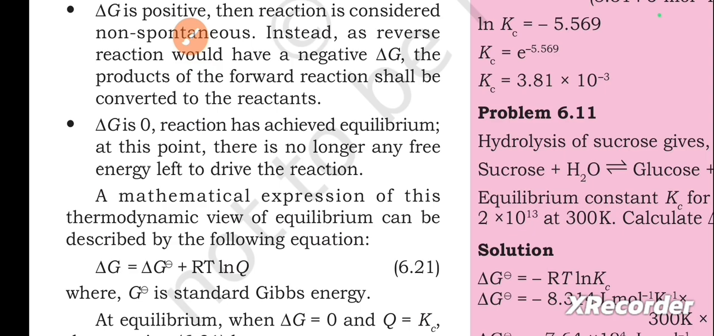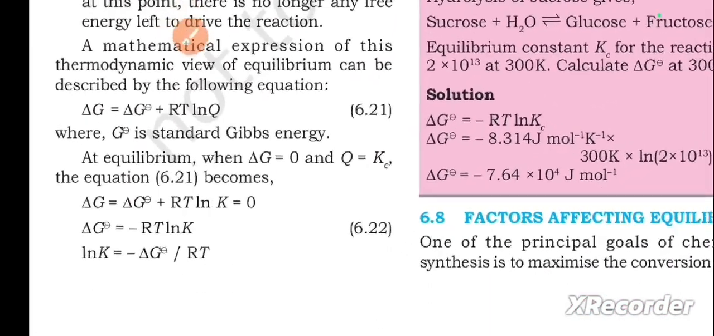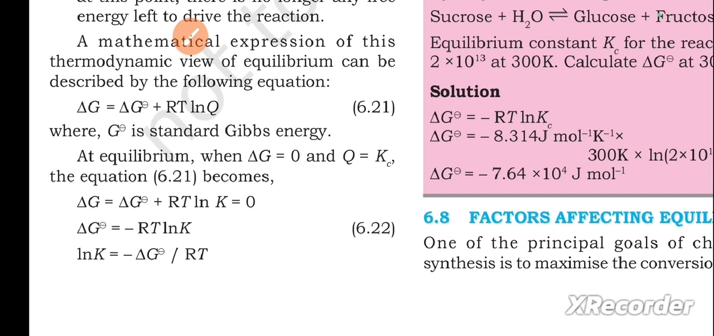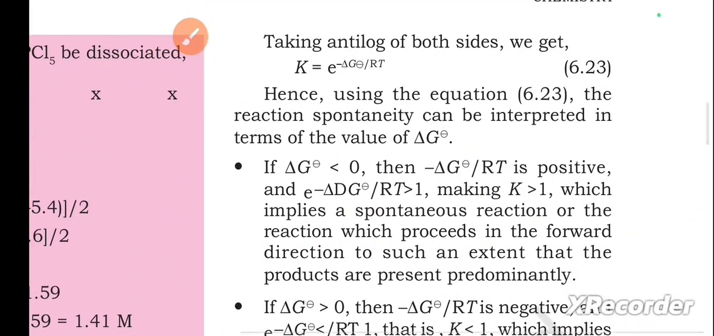A mathematical expression of this thermodynamic view of equilibrium can be described by the following equation. Delta G equals delta G standard plus RT ln Q, where delta G standard is the standard Gibbs energy. At equilibrium, when delta G equals 0 and Q is equal to Kc, equation 6.21 becomes equation 6.22. Please check it. Taking the anti-log of both sides, we get equation 6.23.